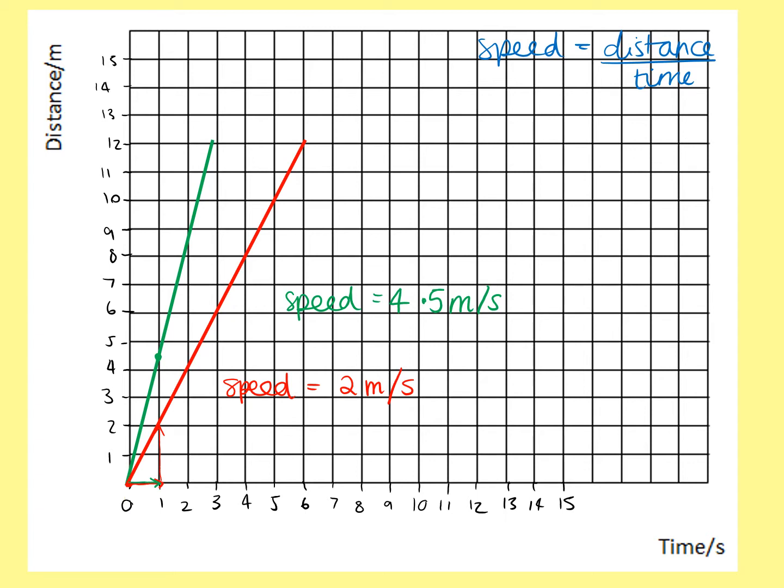Now, if I didn't have numbers along the bottom, I would still know that the green one was going faster. And that's because the green line is steeper. It has a larger gradient. It covers more meters every second than the red one does. That's an interesting thing and something very, very useful for today's lesson.